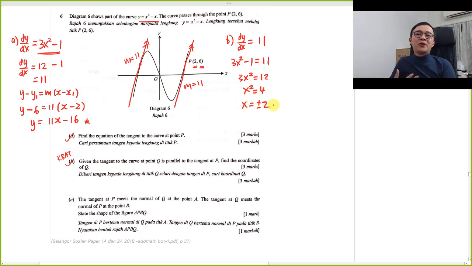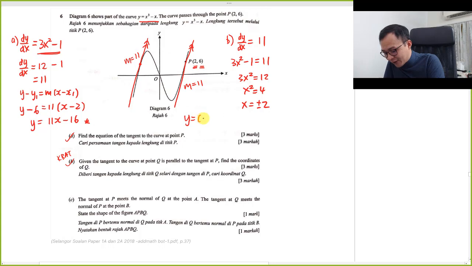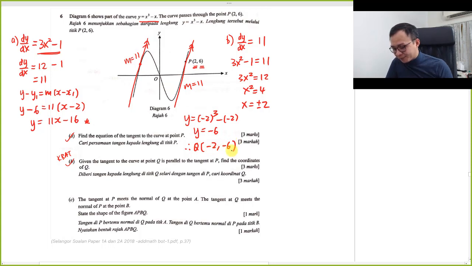And of positive or negative 2, positive 2 I already used for coordinate P. You see the coordinate P, is it x equals positive 2? So for Q, I will use x equals negative 2. And because it's tangent to the curve, it definitely touches the curve as well. So I sub into my curve: negative 2 cubed minus negative 2. So y should equal negative 8 plus 2, which is negative 6. So my coordinate Q here is (negative 2, negative 6).